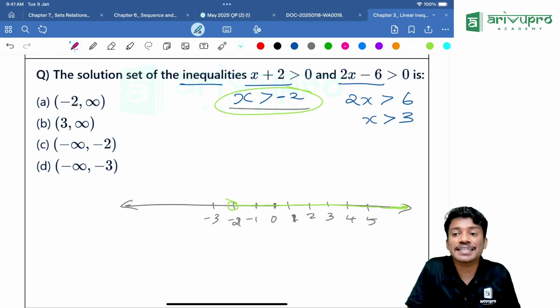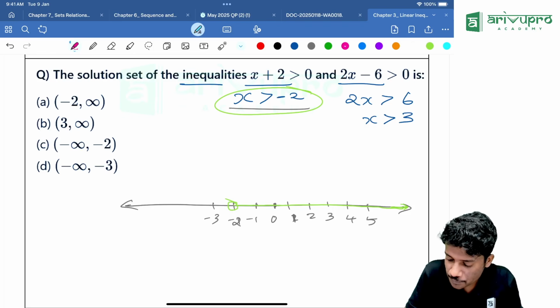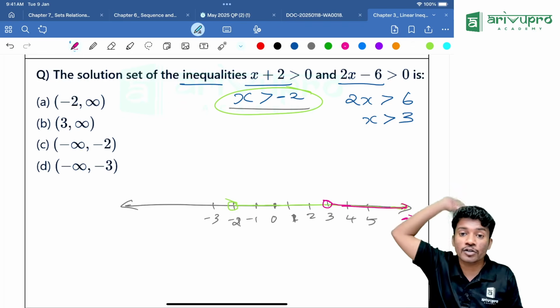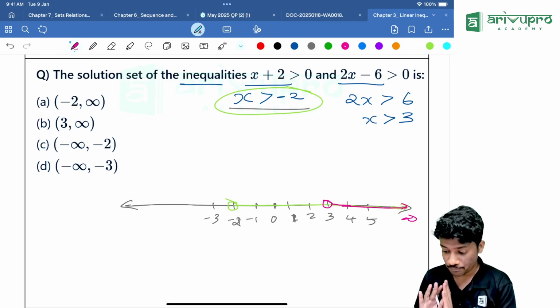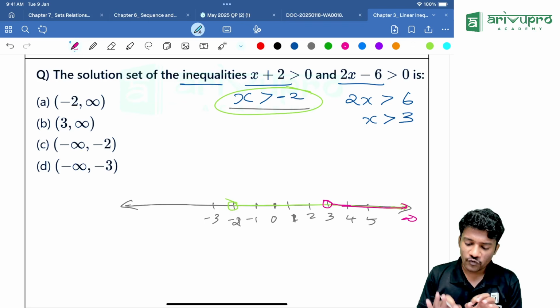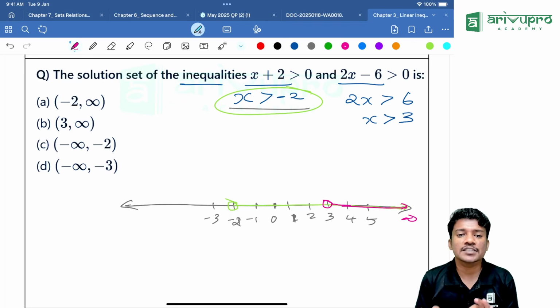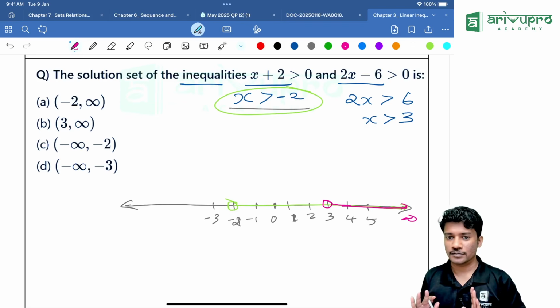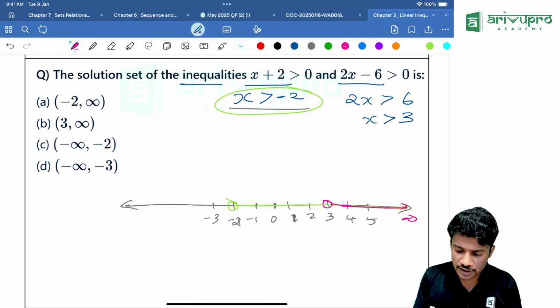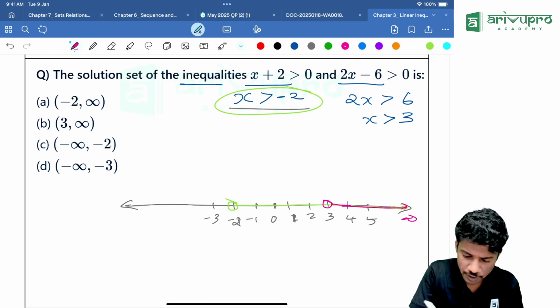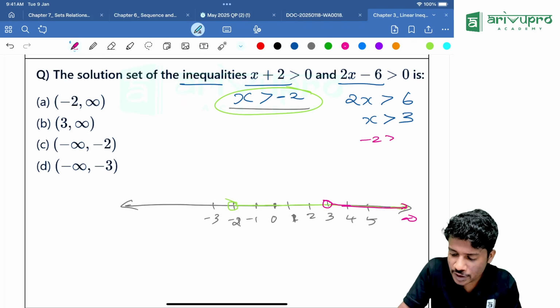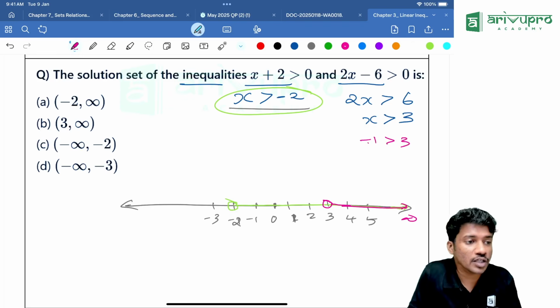Now if you look into the second one, I will use this color. That is x greater than 3. That means from here to infinity. Infinity is where? Somewhere far. We don't know. Yes, till infinity. Now my question: which solution set will satisfy both of them? Is minus 2 satisfying? Now try, people. You will get to know. Is minus 1 greater than 3?